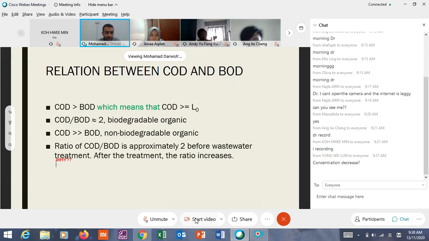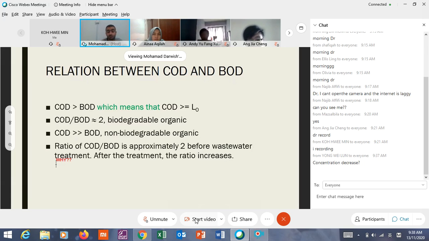After treatment, the ratio will increase, which means that if COD over BOD before treatment was 2, after treatment the ratio will increase. It will be 3, 4, 5, maybe it will reach 10. That means the BOD is getting less because you are treating wastewater.